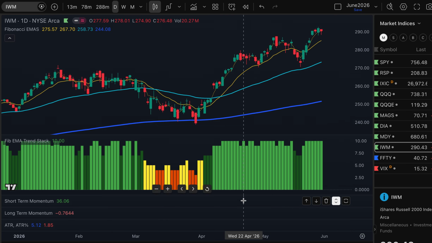And then I also have changed my momentum indicators. I previously had BX fast, BX mid, and BX slow.